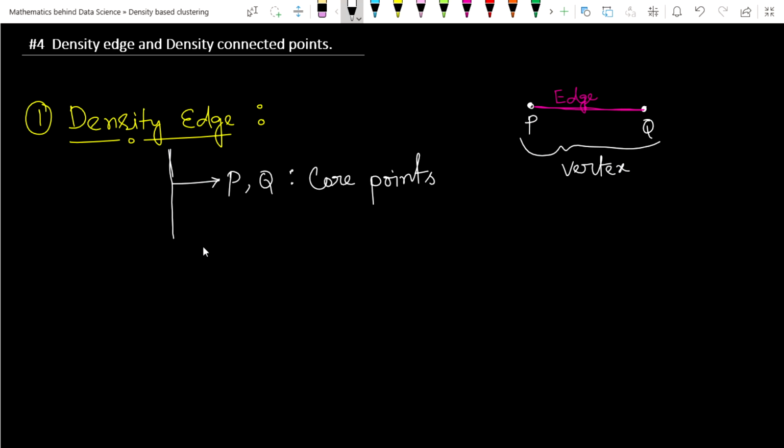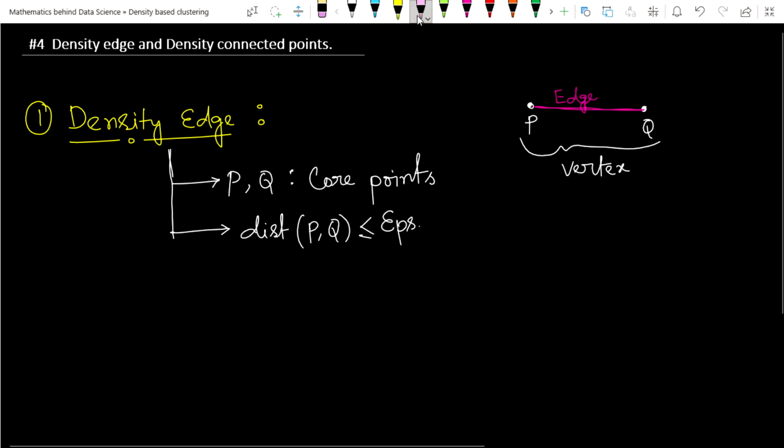The second condition is that the distance between these 2 points, P and Q, must be less than or equal to epsilon. If these two conditions hold, then the edge is called a dense edge.